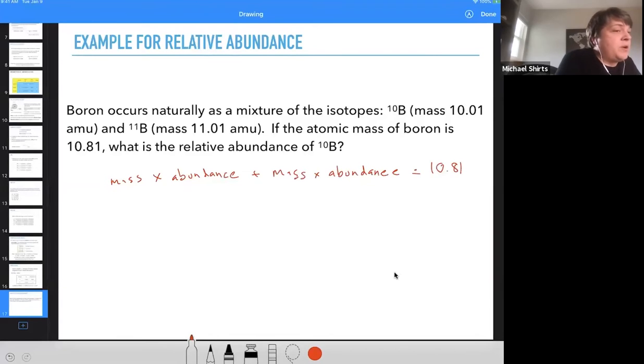10.81. So we know that the mass of boron 10 is 10.01, and its abundance, we don't know. 10.01 times X plus the mass of boron 11, well, 11, and what's its abundance? Well, if we assume that there's only 2 isotopes that are contributing, we know that the total abundance, that the fractions have to add together to 1. So we get 1 minus X equals 10.81. And now at this point, we've taken a physical problem and turned it solely into a mathematical problem. Now all we have to do is solve for X.